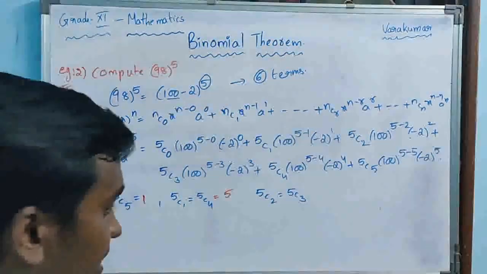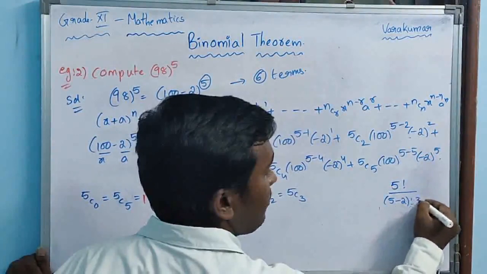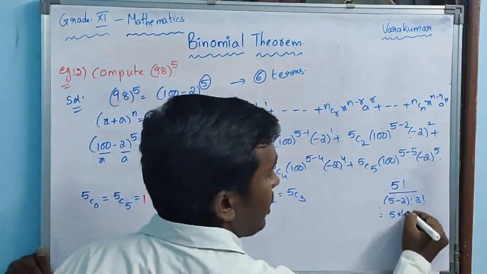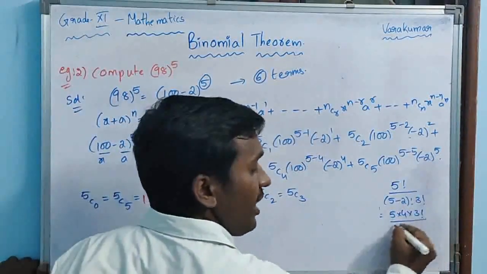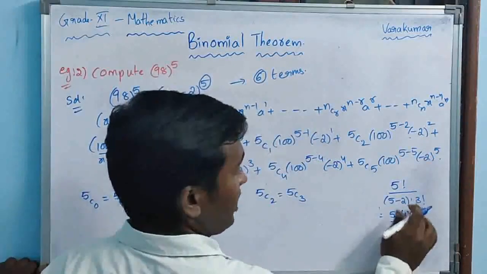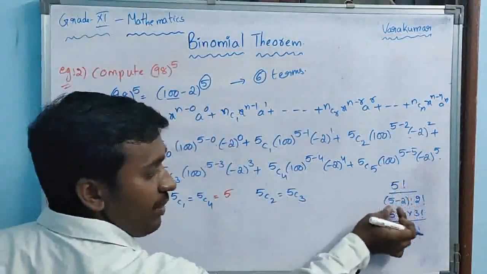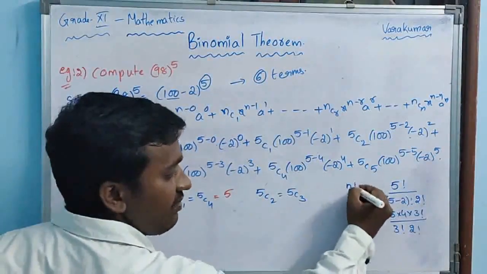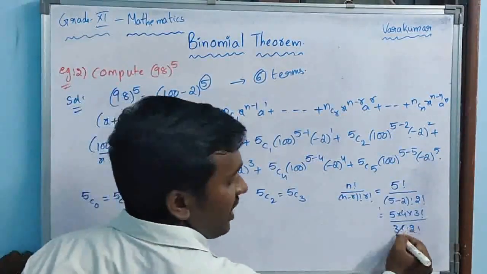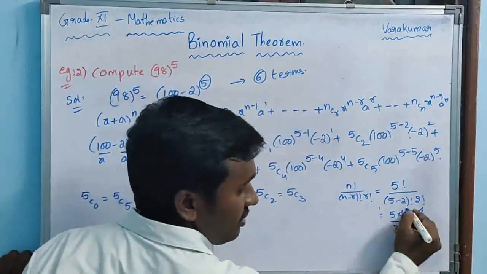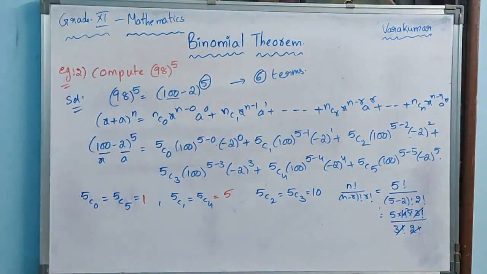So now how to find 5c2? We learned it: 5 factorial by 5 minus 2 factorial into 2 factorial. The formula is n factorial by n minus r factorial into r factorial. So expand it: 5 into 4 into 3 into 2 into 1, and 3 into 2 into 1 I can write as 3 factorial, divided by 3 factorial into 2 factorial. Then 3 factorial gets cancelled, and the 2s are cancelled. So it is 10. So the 5c2 and 5c3 value is 10.